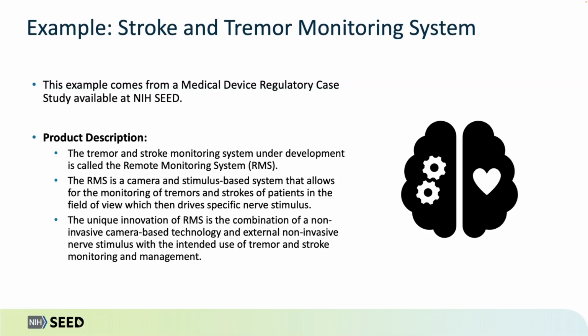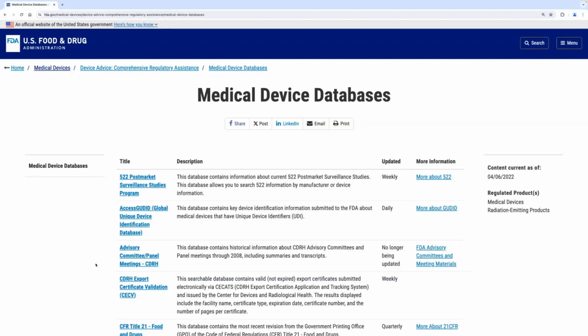As we go through the database, let's keep this example device in mind, which comes from a more detailed regulatory case study available from NIHC's website. The device uses a non-invasive nerve stimulator plus a camera system to monitor a patient for tremors or stroke. Without further ado, let's go ahead and jump into the database and find some recently granted de novos in the neurological health space. This is the medical device database landing page.